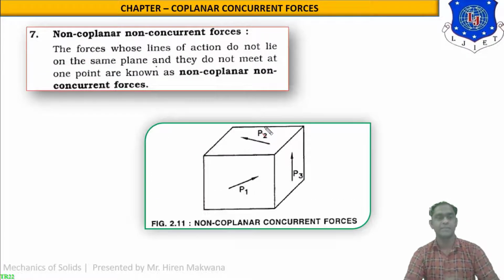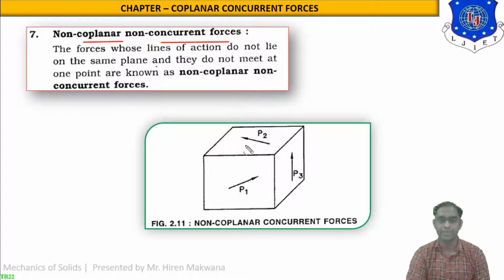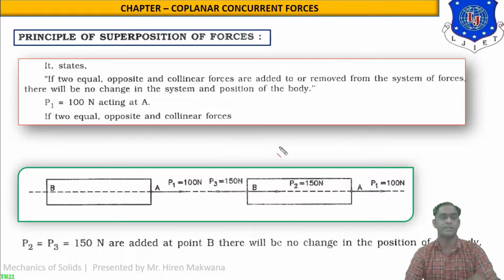Let us see number 7. Non-coplanar, non-concurrent forces. You can see in this cube there are 3 forces, P1, P2 and P3. But they are not intersecting at any corner. They are lying in all different planes. So the forces, you can see in the definition there, the forces whose lines of action do not lie on the same plane and they do not meet at one point are known as non-coplanar, non-concurrent forces. So these are the system of forces in which different types of forces are acting.